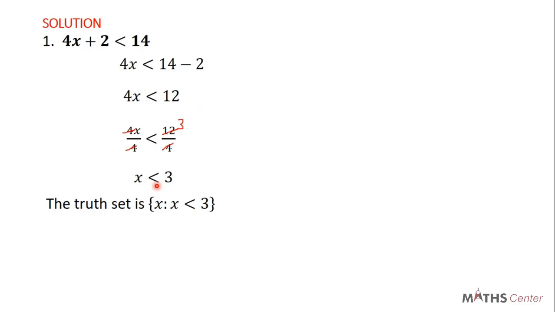The question also told us to illustrate our answer on a number line. So to illustrate your answer on a number line, you draw a simple number line like what I have here. Make sure that the number in your answer is on the number line. This is what I mean. Here, the number in our answer is 3. So make sure that 3 is on the number line. So my number line contains -3, -2, -1, 0, 1, 2, 3.